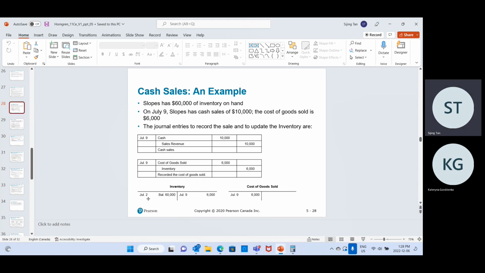And when you take a look at the T account, that is how it looks like. The inventory, we have $6,000 because it decreased, we sold it, right? And then our balance will be $60,000. And cost of goods sold is $6,000 on the left side.